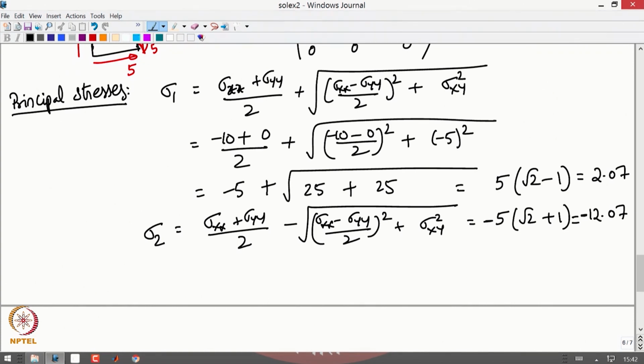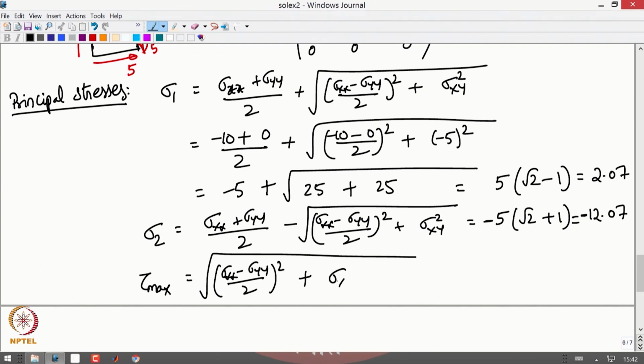So, having found the principal stresses, now you can find what will be the tau max, that is nothing but the radius of the Mohr circle, which is the square root of ((sigma xx minus sigma yy) by 2) whole square plus sigma xy square, that is 5 times root 2, which will be 7.07.